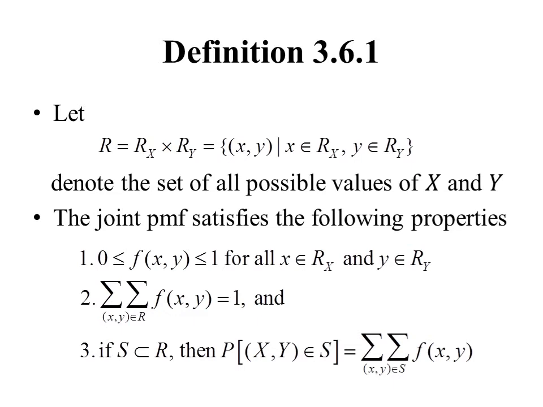First property says simply that every value of f has to be between 0 and 1. Second property says that when we add up the values of the joint PMF over all values in this set R, that should equal 1. And then the third property really tells us how we're going to use the joint PMF. It says to calculate the probability that X and Y take on some values in a set, we're going to add up our joint PMF over all values of X and Y in the set.